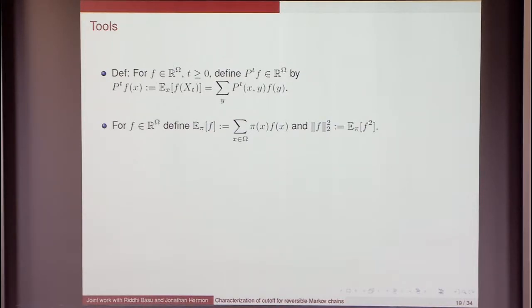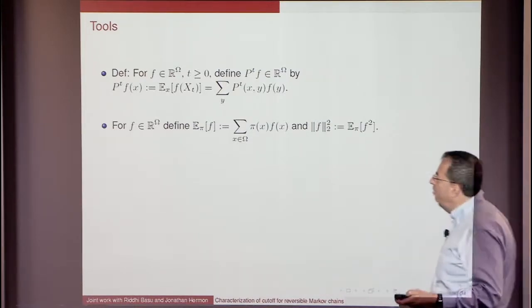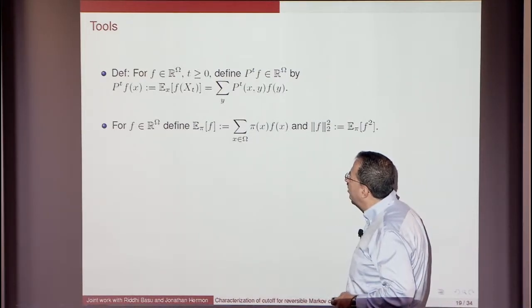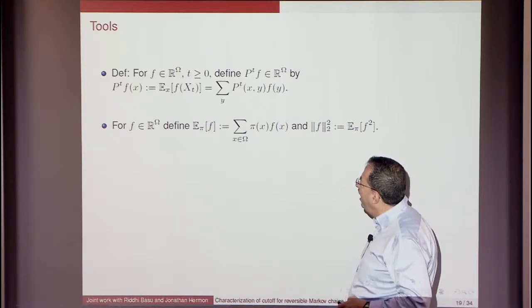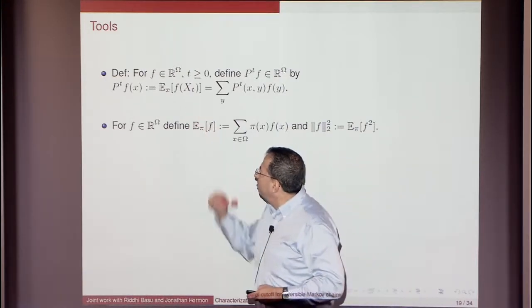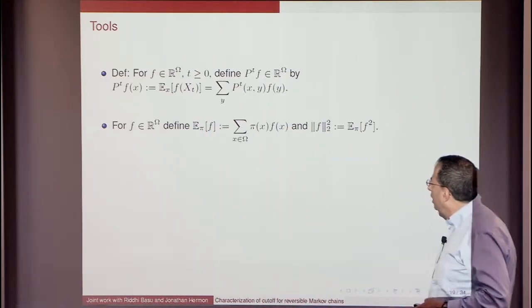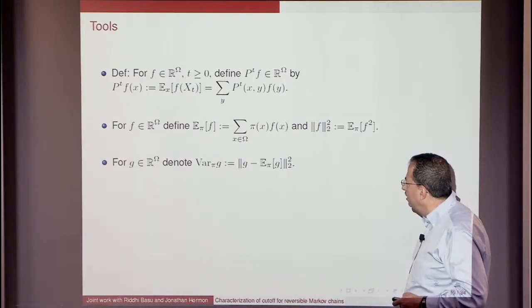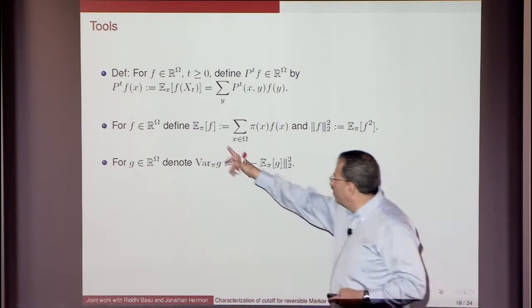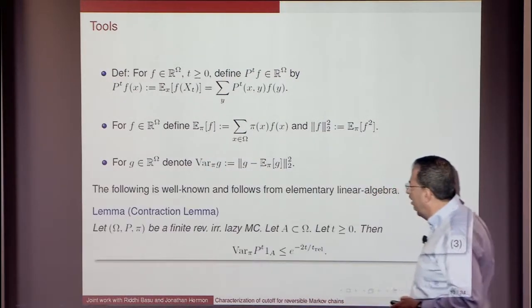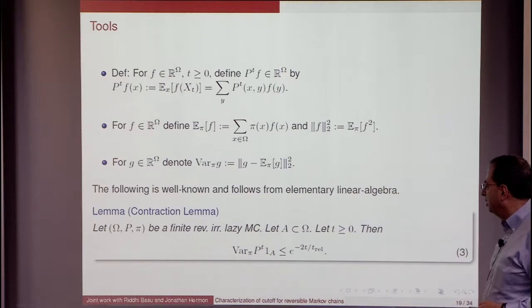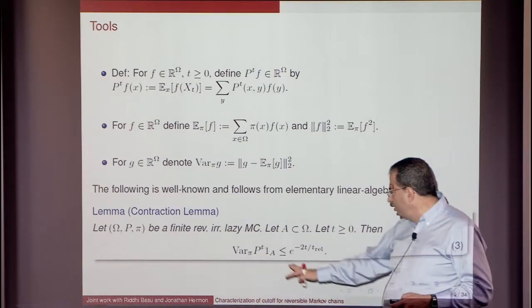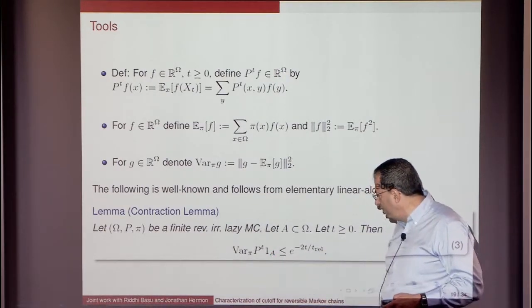So, again, notation. P is a matrix, so you can think of it as an operator on functions. So P to the t f is just the expectation of f t steps into the future. And then we have expectation with respect to pi, variance with respect to pi, are going to come in. Okay, so this is one standard thing I just write down for notation.